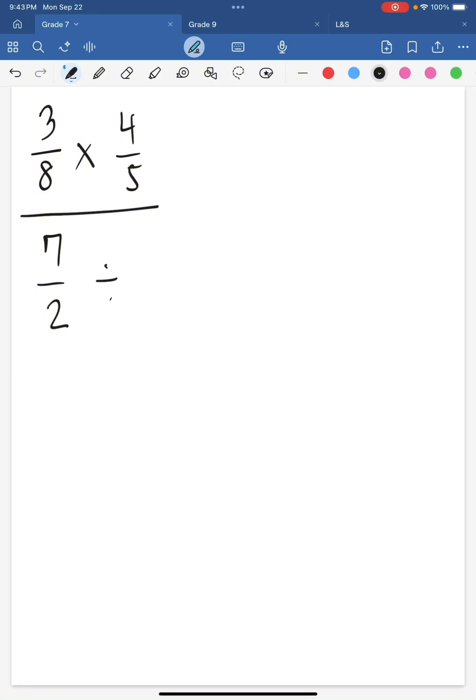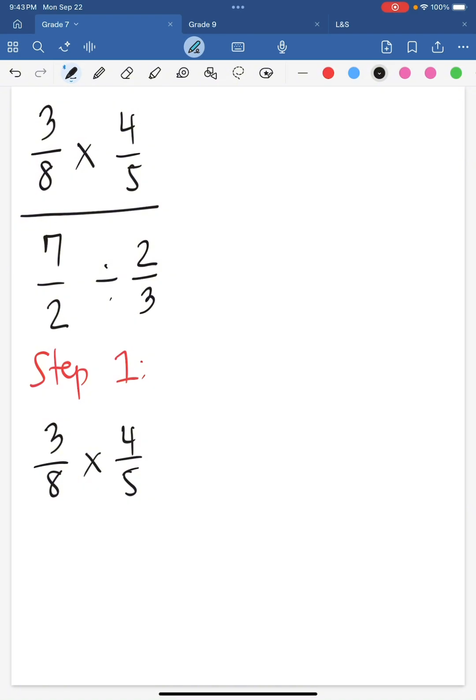For our last example, we have 3 over 8 times 4 over 5 divided by 7 over 12 divided by 2 over 3. So let's have steps 1, 2, and 3 if needed. So let's have first step 1. So let's have 3 over 8 times 4 over 5.